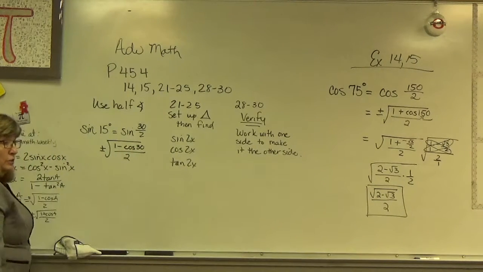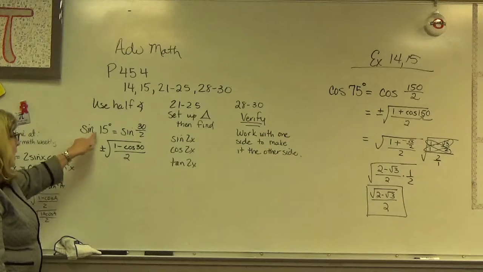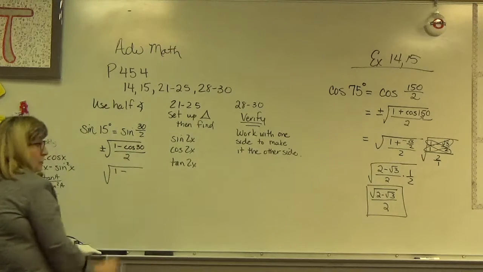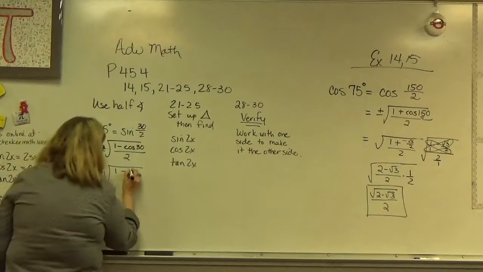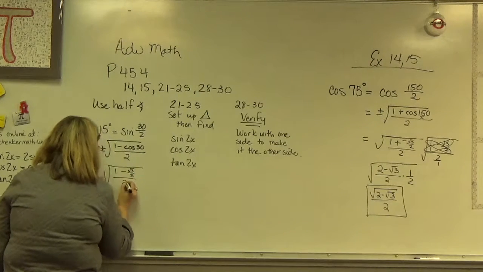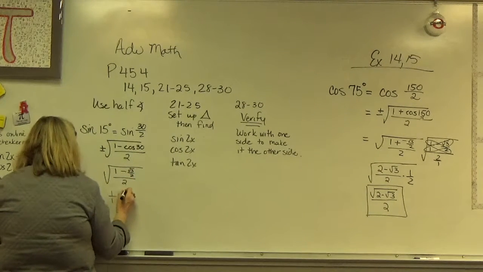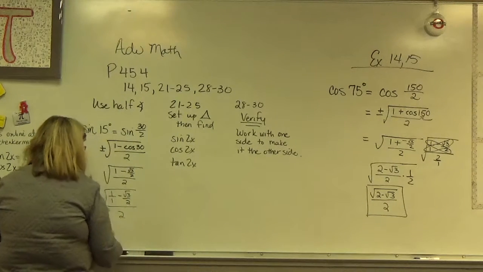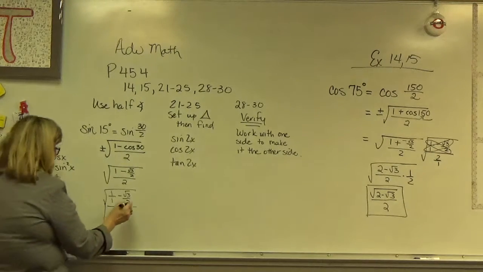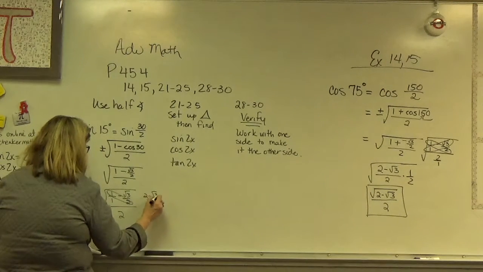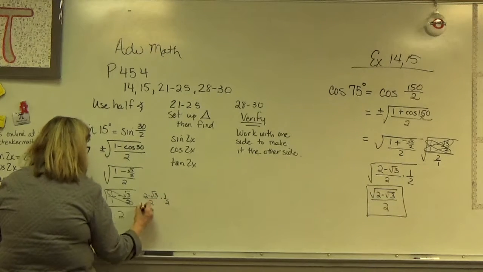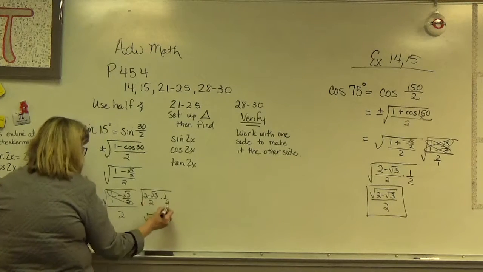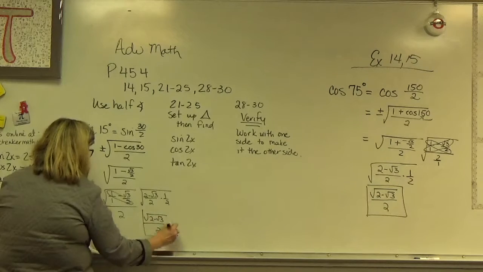Now, make your decision now. Is it going to be a positive or negative? Positive. Because sine of 15 is in the first quadrant, it's positive. 1 minus, what's the cosine of 30? Square root of 3 over 2. So rewriting that, that's 1 minus the square root of 3 over 2, over 2. So can we do the butterfly? So 2 minus the square root of 3 over 2 times 1/2, all under the radical. So we get the square root of 2 minus the square root of 3 over the square root of 4, which is 2.